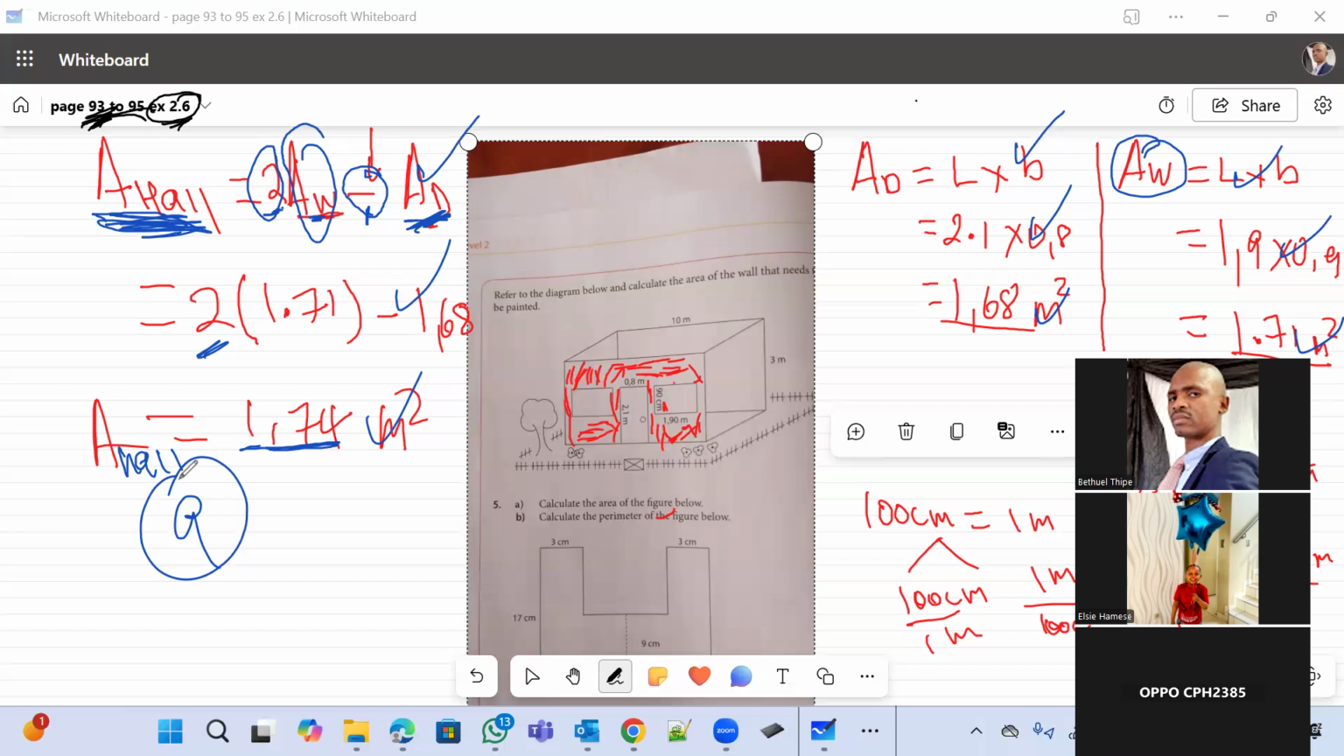We can see what you are doing. What is it that I'm doing? We are calculating the area of the wall. Yes. What must I do to get the area of the wall? You take out the area of the door and the windows.